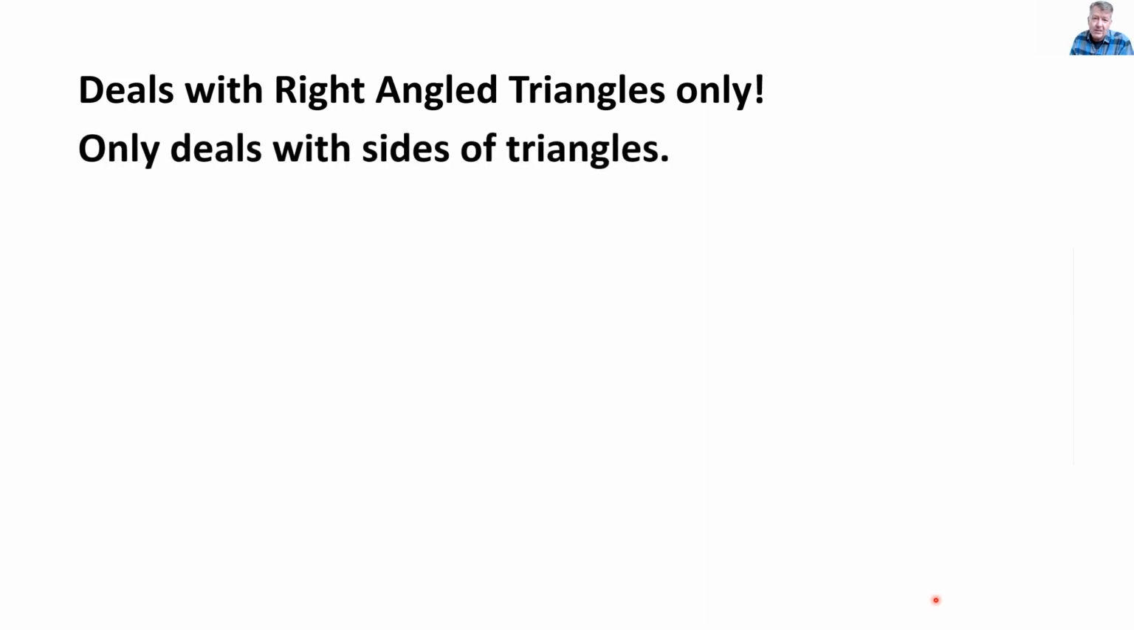First up, it only deals with right-angled triangles. And it only deals with the sides of the triangles. Now, trigonometry deals with angles. Pythagoras deals with the sides. Okay, there are 5 steps for both Pythagoras and trigonometry, but we're just dealing with Pythagoras for now. So let's have a look at these steps.